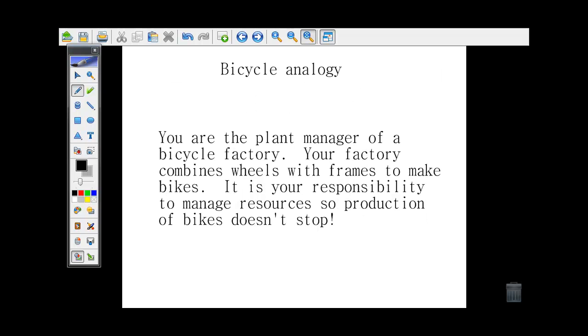So we're going to start with an analogy. So I don't even want to talk about chemistry to begin with. I want to talk about bicycles. You're the plant manager of a bicycle factory. Congratulations, you're not even in high school and you already have a big important job.